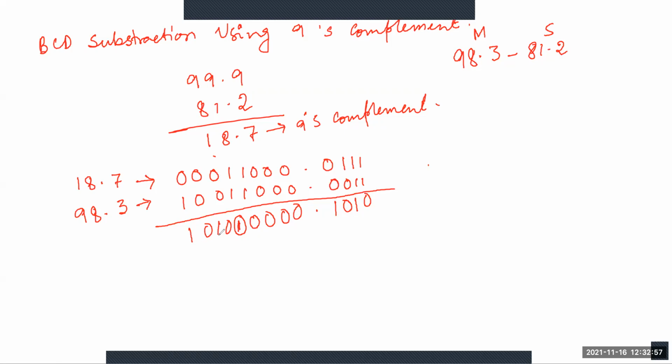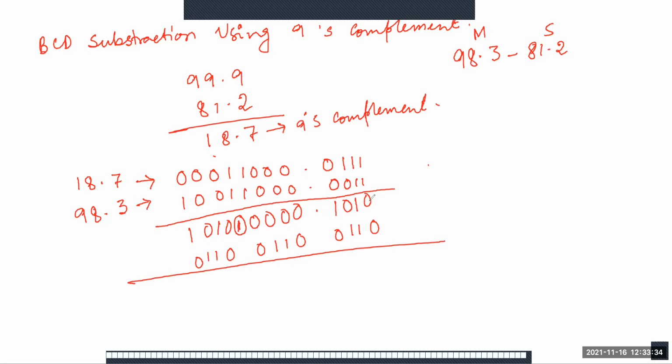And the last bit, that is 1010, it is also greater than 9. It is 10. So for each such group we will add 6 in BCD form. So here this is 0110, again this is 0110, again this is 0110. Now add. Here we are actually adding 6.